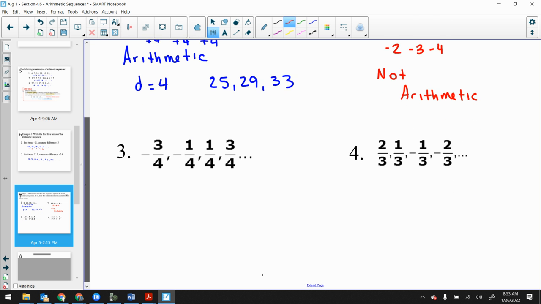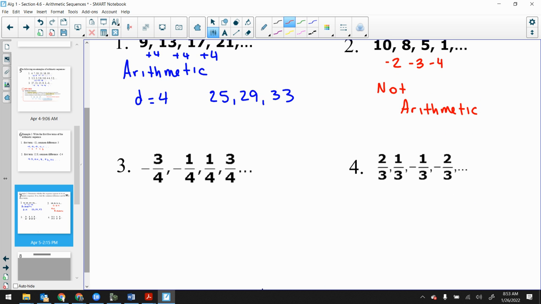Okay, let's take a look at some fractions. Now, the nice thing about these fractions is that they all have the same denominator. And when they all have the same denominator, you can really just look at the numerators and see the pattern. When they all have the same bottoms, you can just look and see the tops to see the pattern. All right, so what are the tops? Negative 3, negative 1, positive 1, positive 3, plus 2, right, on the top.